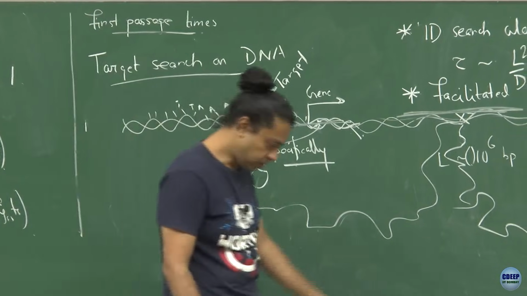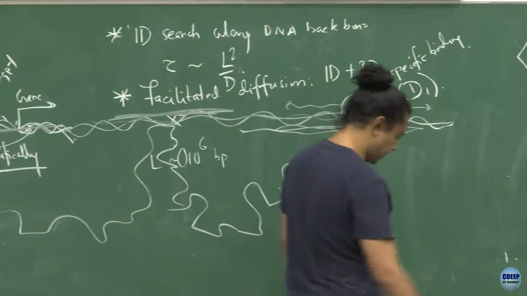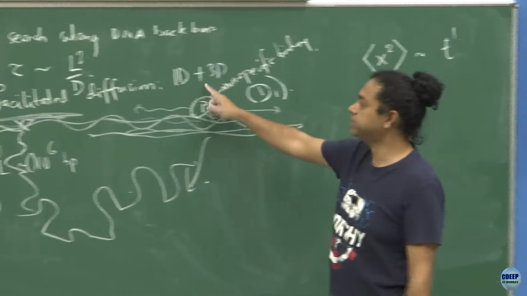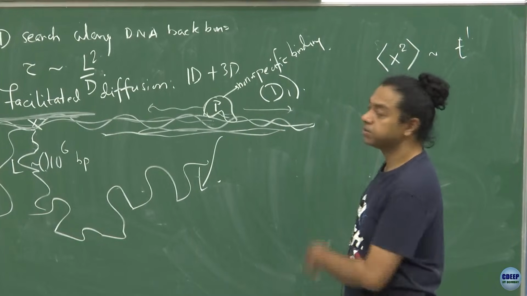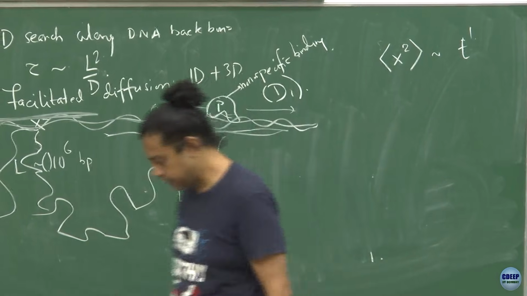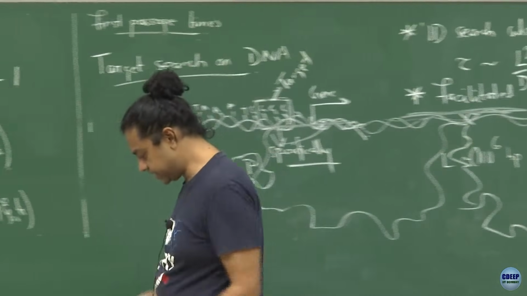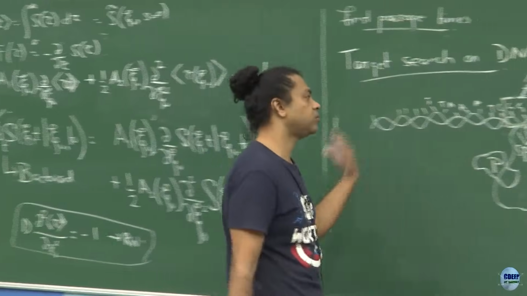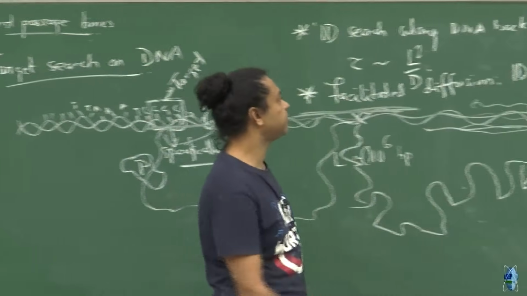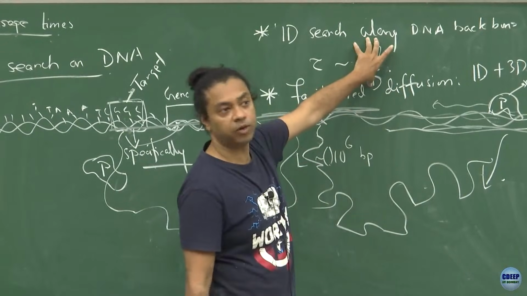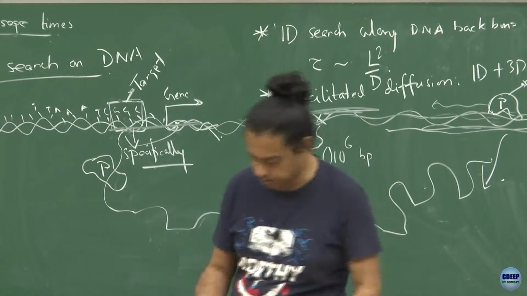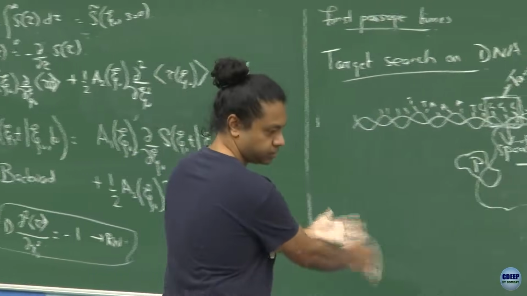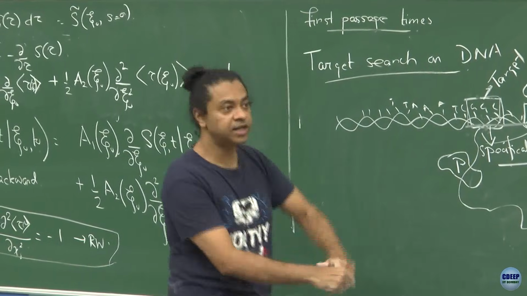So, you can work out what happens to this target finding time if you have these multiple rounds of one-dimensional diffusion and three-dimensional diffusion, and see whether this strategy is useful, whether it can lead to smaller times or a more optimum search as compared to a pure 1D search. So, this is the search problem, and this is what we will try to work out. The setup is clear.